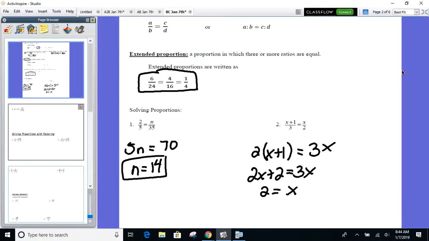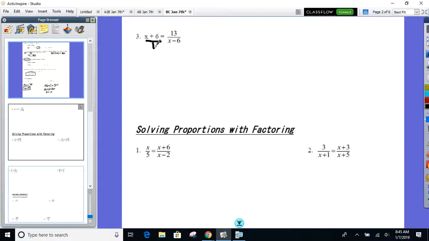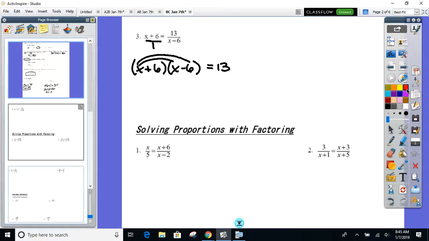Okay, next one, we have to do a little bit more algebra work. Notice this x plus 6, it doesn't look like a ratio, but it is when I put it over 1. So you're going to have to multiply x plus 6 and x minus 6. I don't know what you called that last year. I'm not a big fan of the term FOIL. I like the words double distribute instead. So I'll give you guys a second to distribute the x, and then distribute the positive 6, and then let me know what you get.